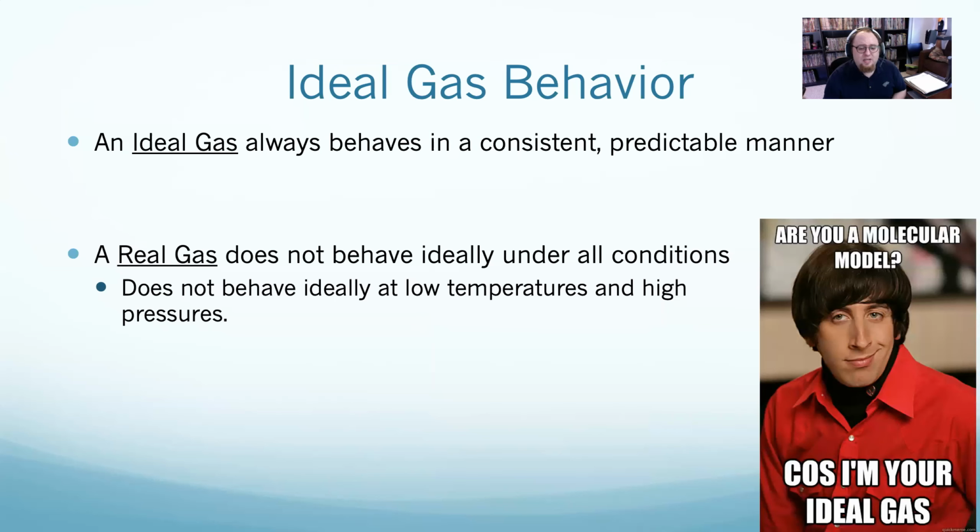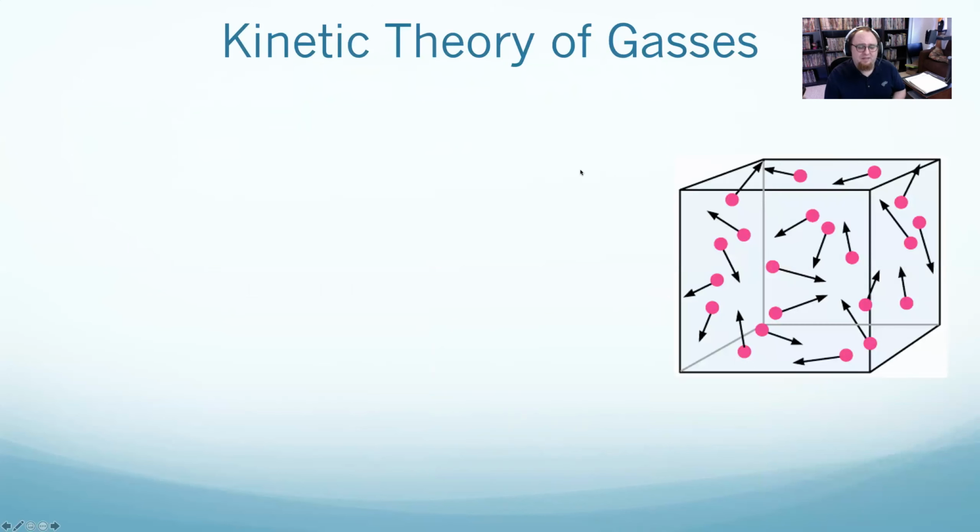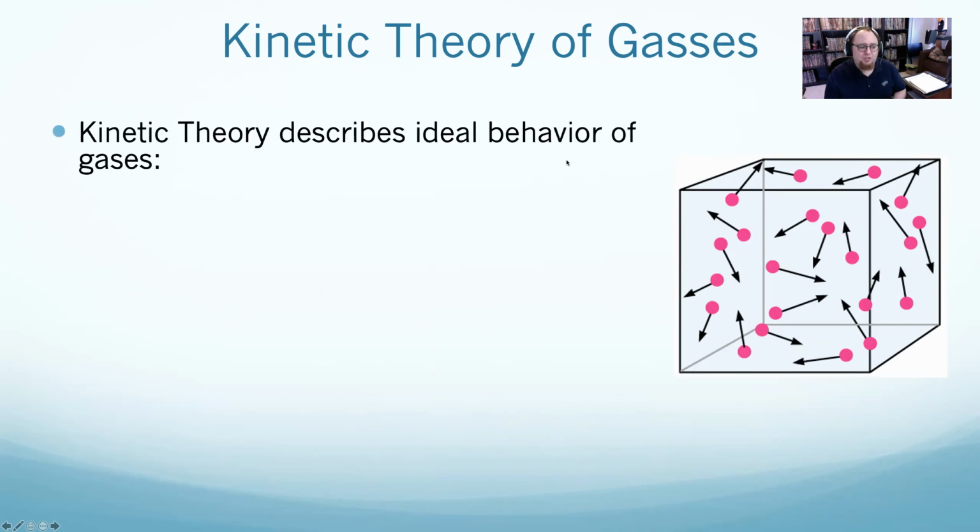Unless you get to very low temperatures, where they're almost a liquid, or very high pressures, like we are creating diamonds, but as long as you're not near those extremes, we can treat any gas as an ideal gas. And in an ideal gas, there is something called the kinetic theory of gases. This just describes how ideal gases work. And here's the general idea.